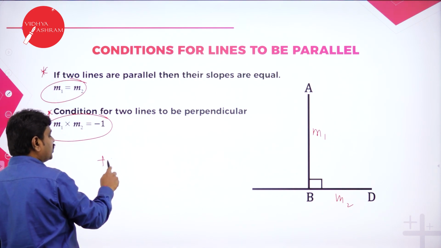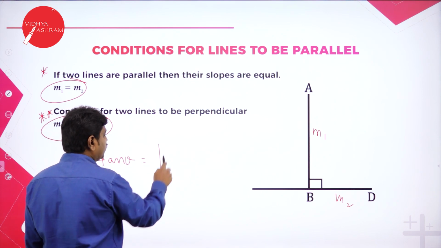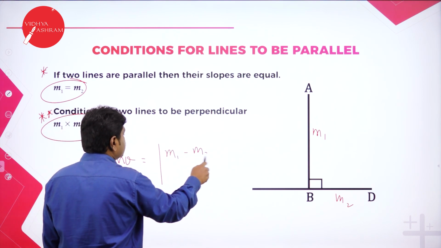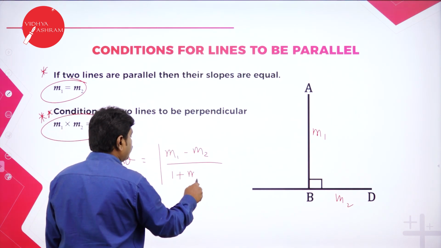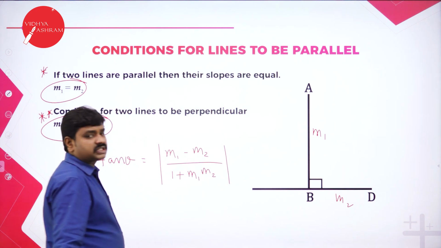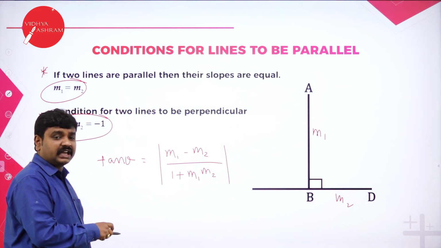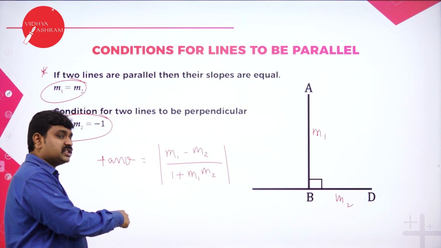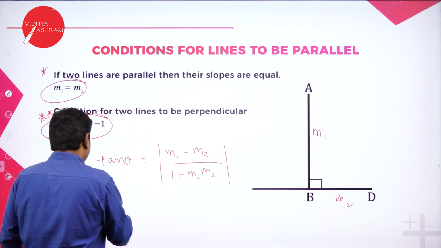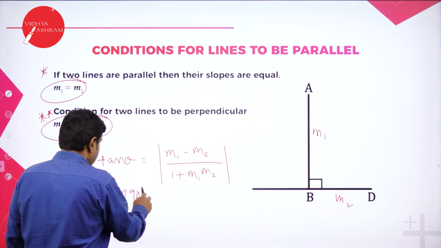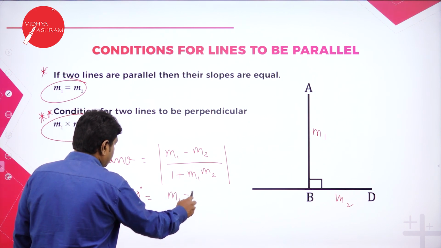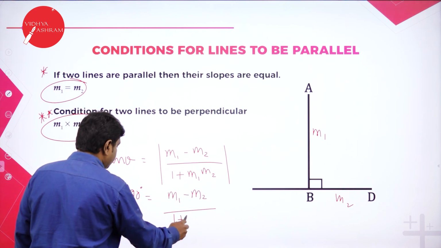How to prove this is, we can also use the angle between the lines. What is the angle between the lines? We derived it in the last class. Tan theta is equal to modulus of m1 minus m2 divided by 1 plus m1 into m2. Use this. In the place of theta put 90. Tan 90 is what? Infinity. Infinity you can write 1 by 0. Rearrange. So now tan 90 is equal to m1 minus m2 divided by 1 plus m1 into m2.